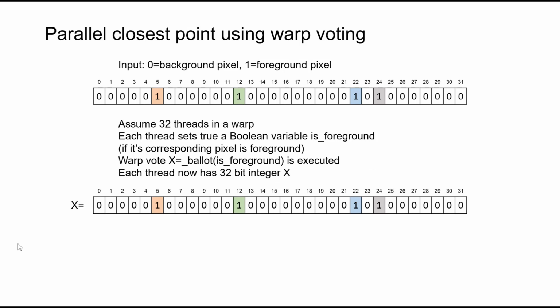Here we see how to compute the closest point using warp voting instructions. We will assume there are 32 threads in a warp. Each thread will set a Boolean variable to true if it determines it is a foreground pixel and false otherwise. The threads will all execute the ballot function on that variable to obtain a 32-bit integer representing the status of each of the 32 pixels.